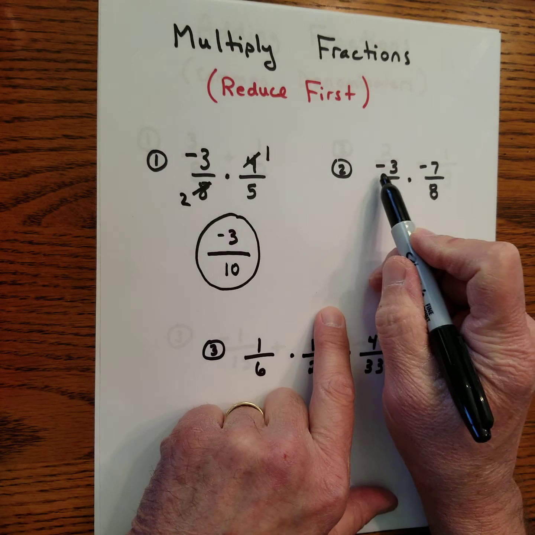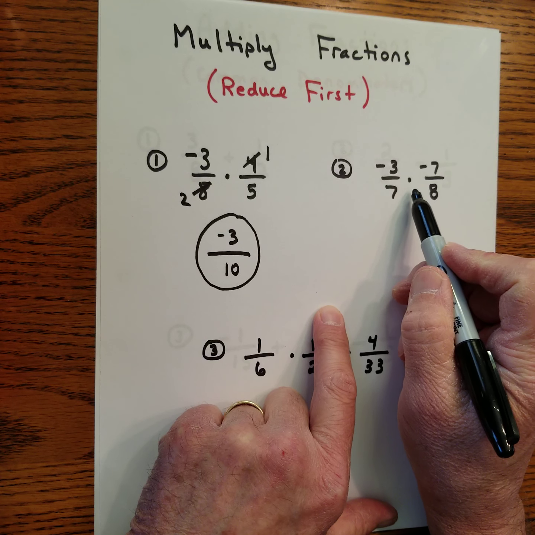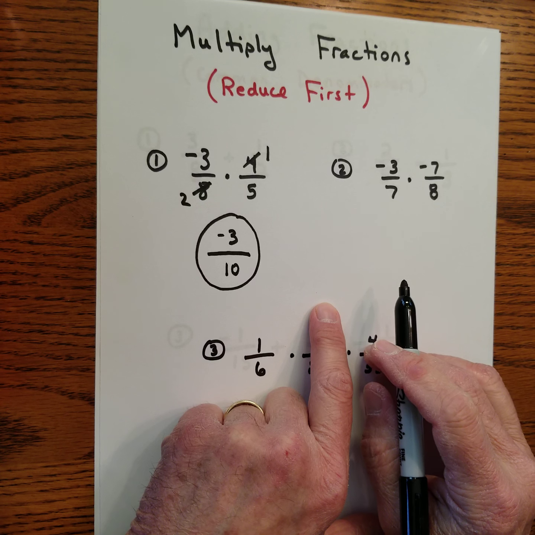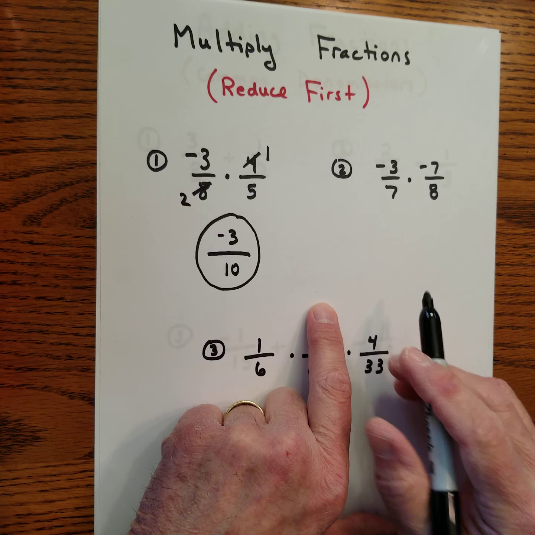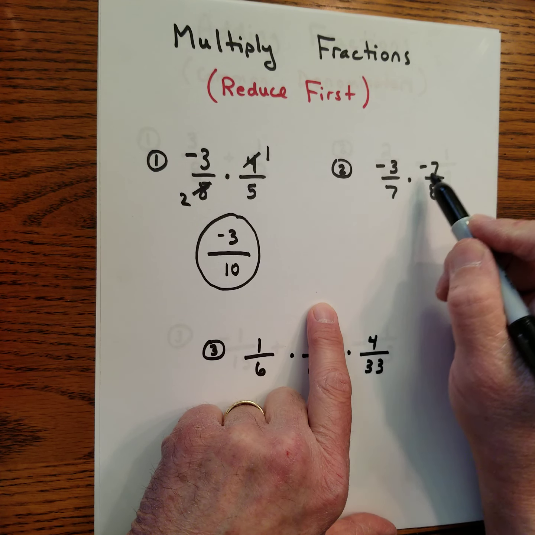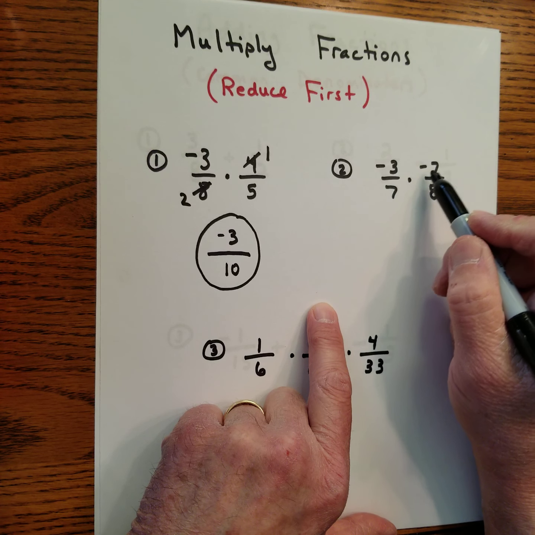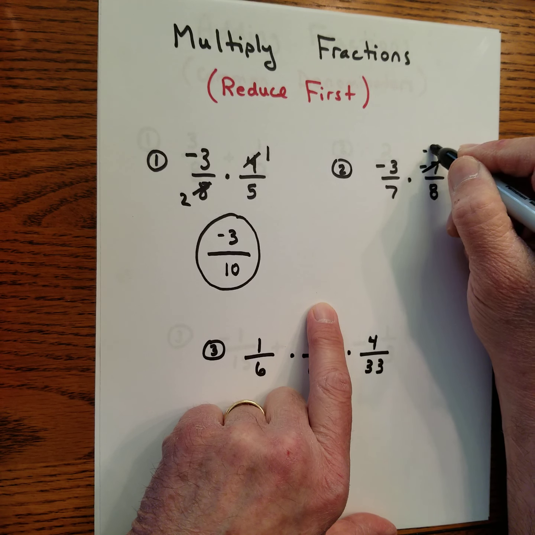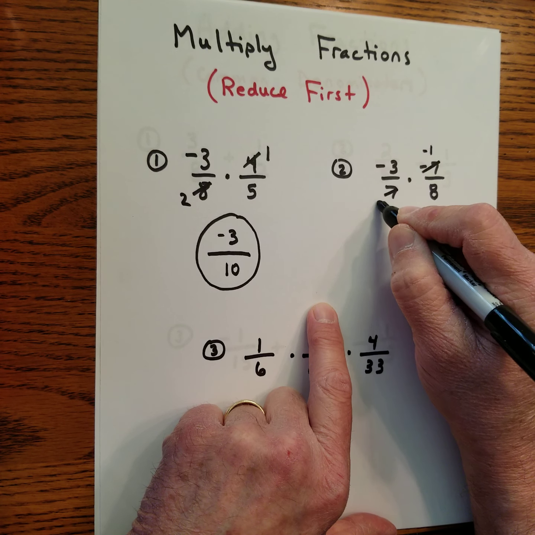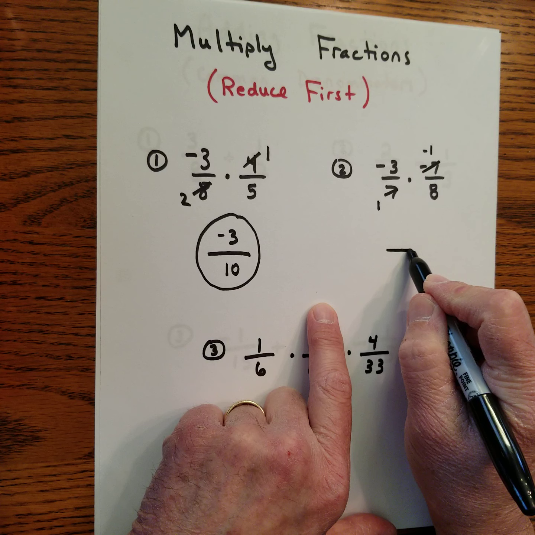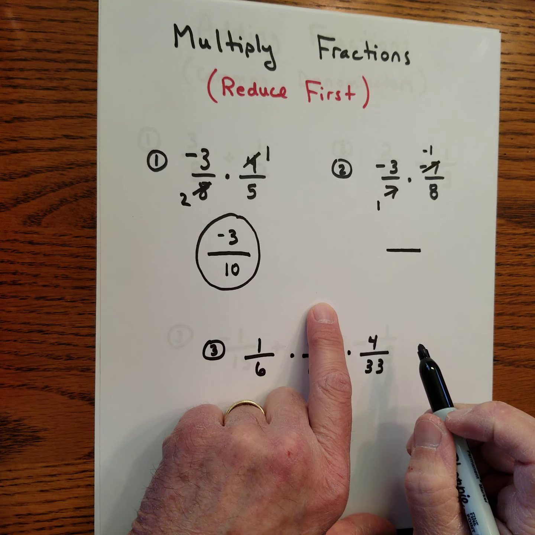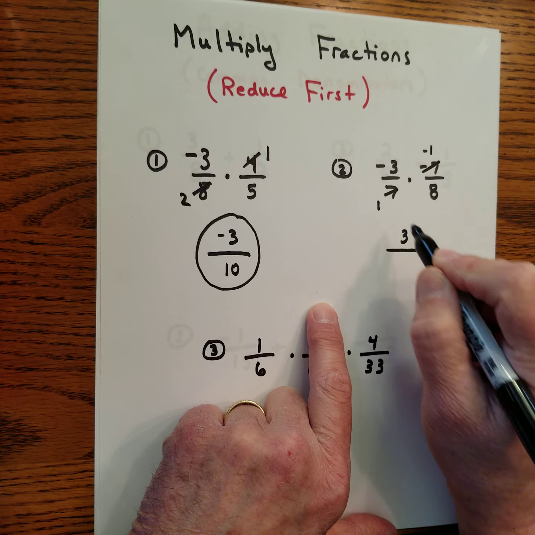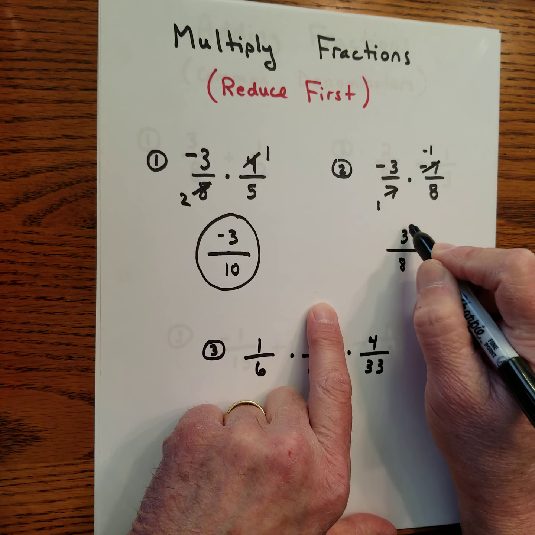On number 2, we're multiplying two negatives together. I know when I multiply two negatives, my answer is going to be positive. Let's look for things that reduce first. I'm noticing a 7 in the bottom and a 7 on the top. I can divide both of those by 7. Negative 7 divided by 7 is negative 1. 7 divided by 7 is 1. Now multiply the tops and multiply the bottoms. Negative 3 times negative 1 is 3. 1 times 8 is 8.